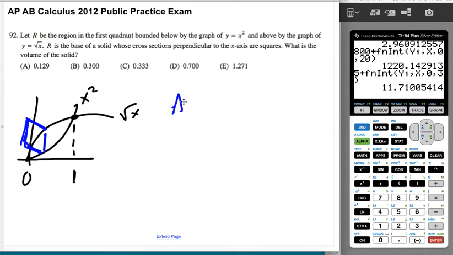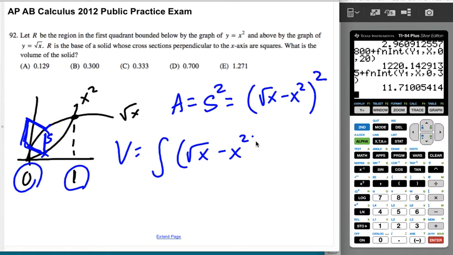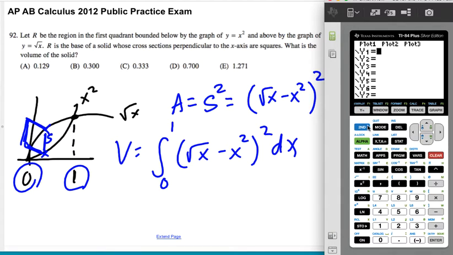So the area of the square is going to be side squared, but one side of the square is top minus bottom, right? So the side is going to be top, which was root x, minus bottom, and then it's all side squared. So my volume is going to be the integral from 0 to 1 of all of those areas. The trick here is that it is all on you to be able to figure out that that's the setup. Your calculator can do the integration, but you really have to understand the concept.